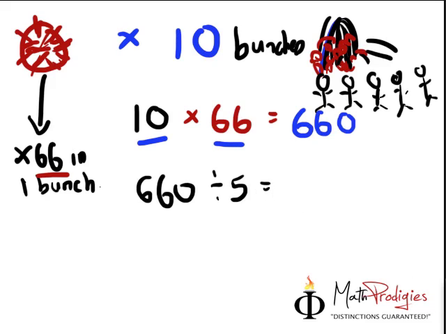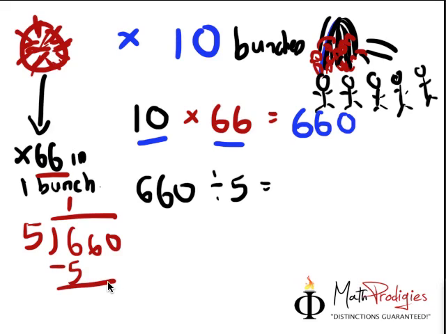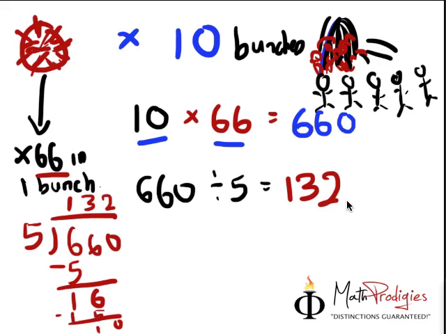So you do your working. 660 divided by 5. 1 times 5 gives you 5. Minus 5 from 6, you get 1, bring down the 6 to make 16. 5 times 3 gives you 15. So minus 15, and you have 10. The answer is 132.